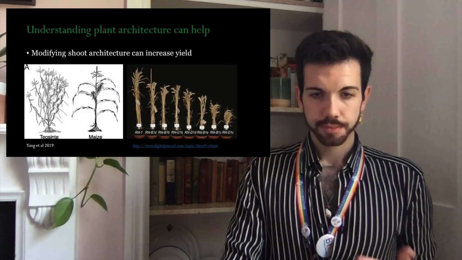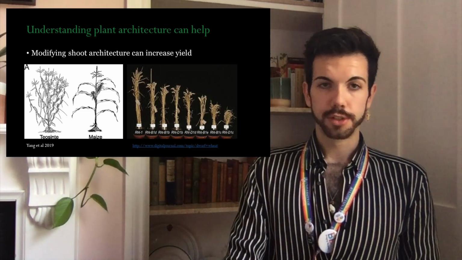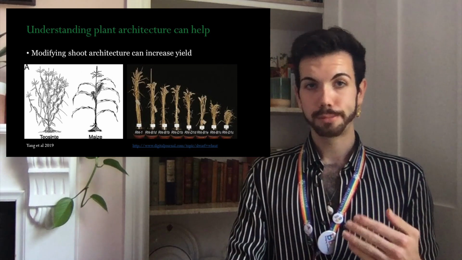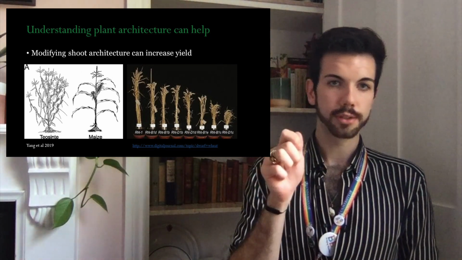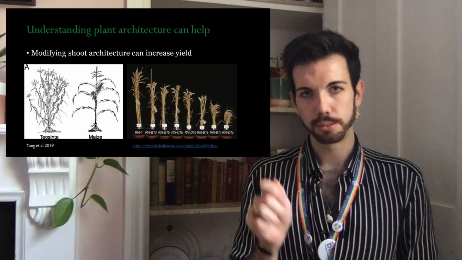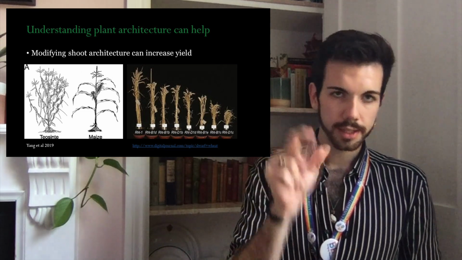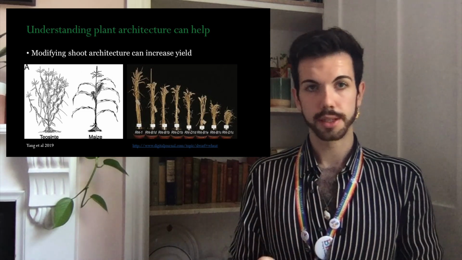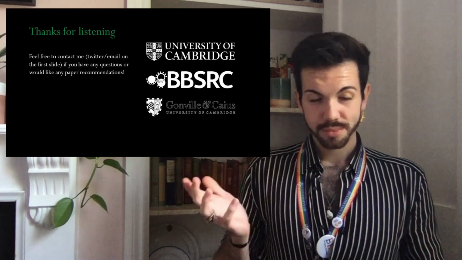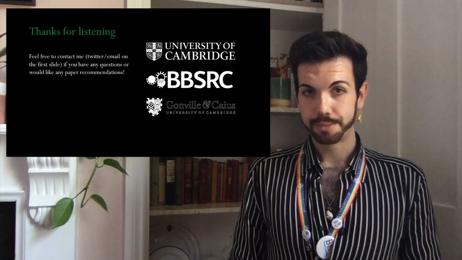So clearly these were found by breeding approaches, but imagine if we'd already known about those pathways, we could have gone, aha, if we just modify the TB1 allele or modify the RHT allele, we can instantly achieve these changes and increase yields. So there's huge potential there.